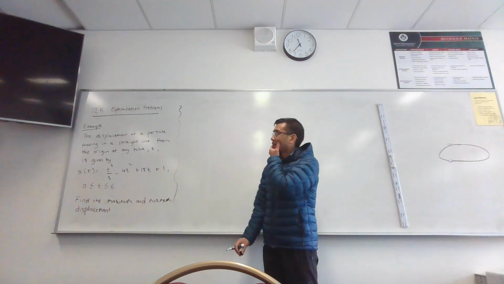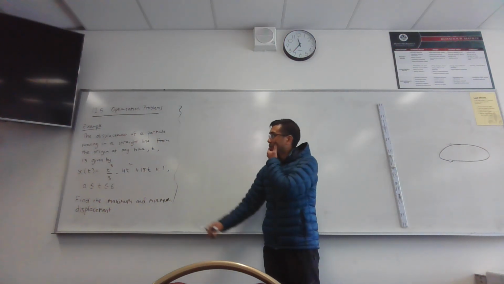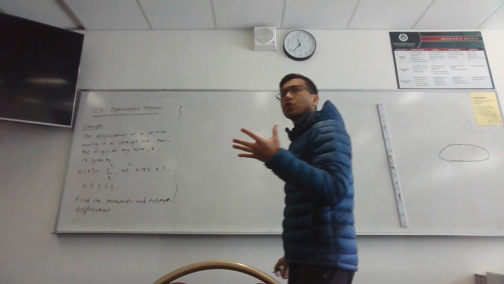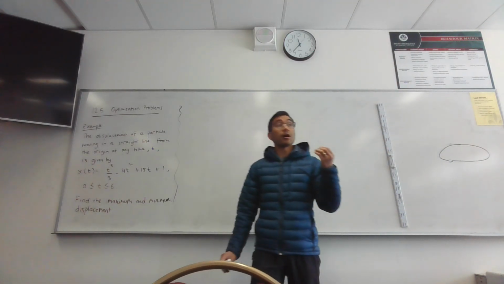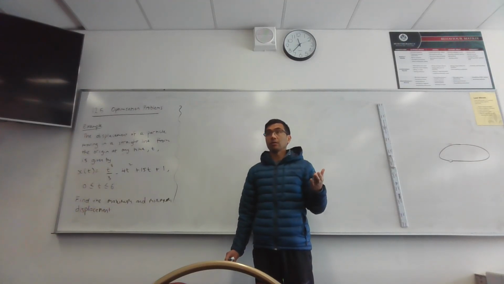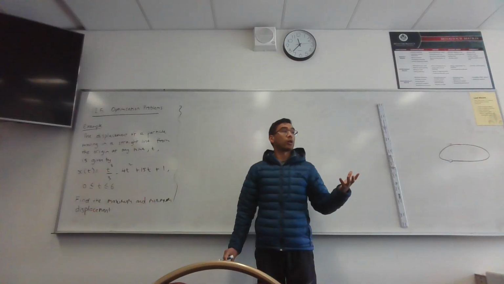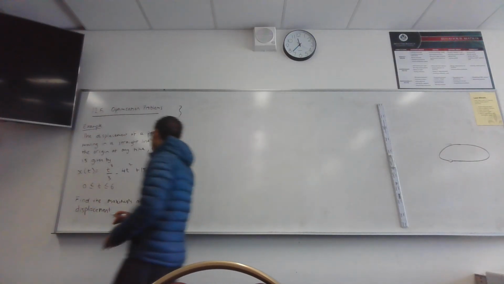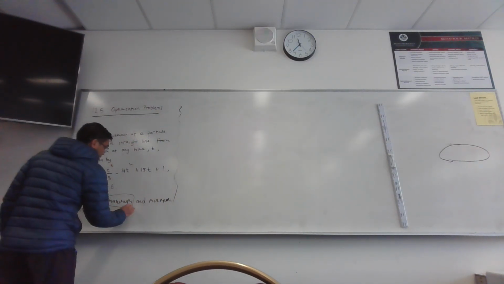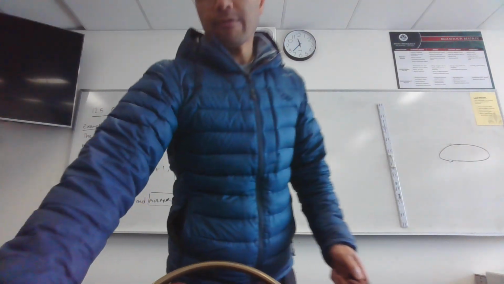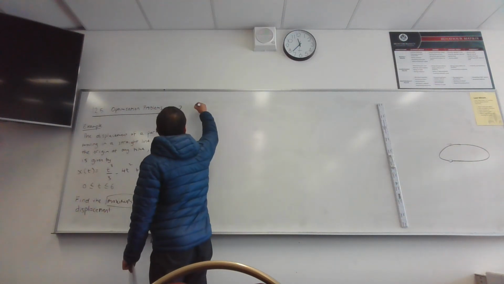Now, we have an equation here. The question is, find the maximum and minimum displacement. What are the key words here? Maximum and minimum. When you see these words, straight away the alert should be up in your head to derive. So we're going to derive this right now.